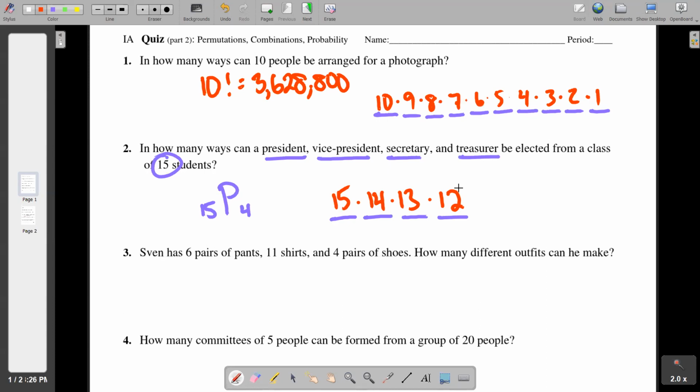Both of these, type them both into your calculator. They will give you the same answer. And that answer is 32,760. Do you have any questions so far?